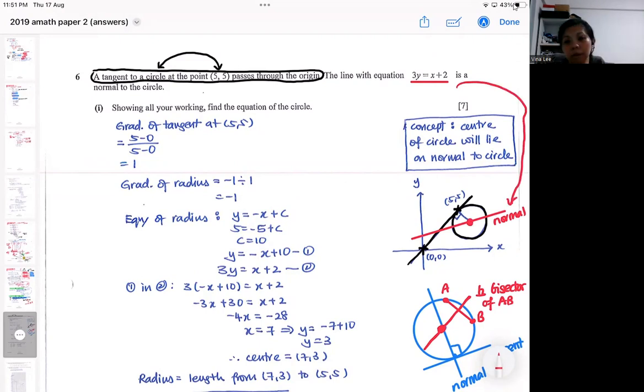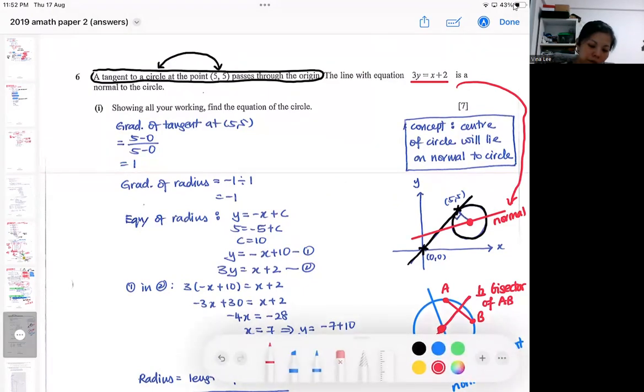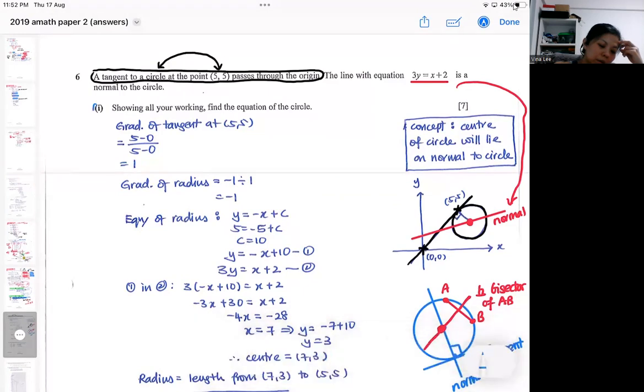So that's my idea first. Currently I drew out the circle and the tangent, and I need to understand that the normal will pass through the center of the circle. So the next part, you answer the question. The question is asking you to find the equation of the circle. So your brain should break down into: I will need the center, then I need the radius. If you have the concept in mind, then we can set out to use it.